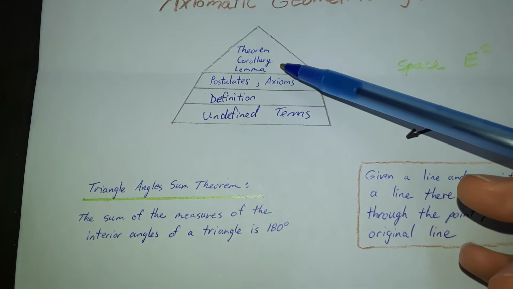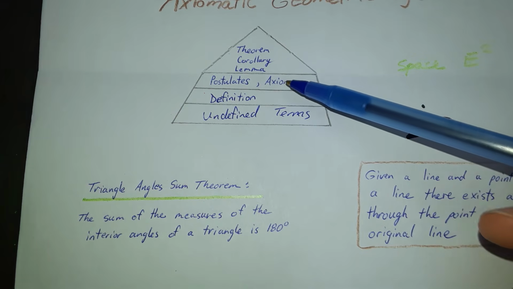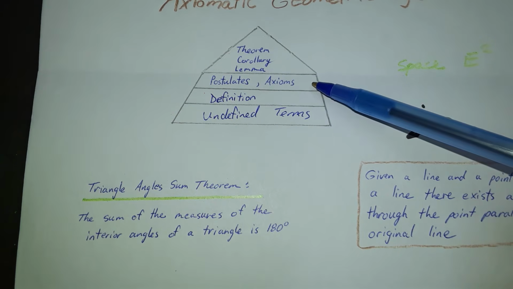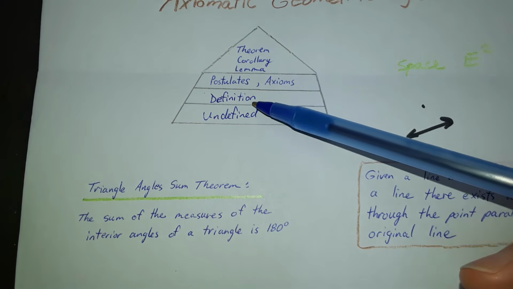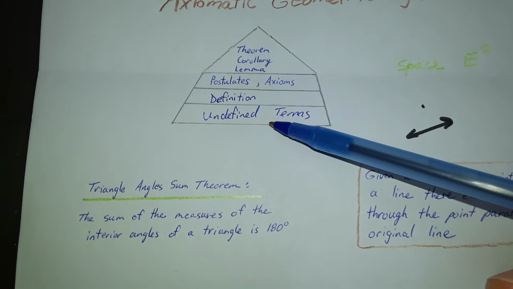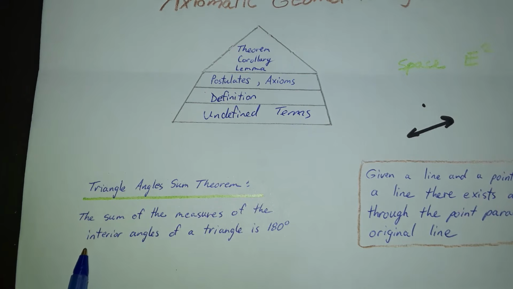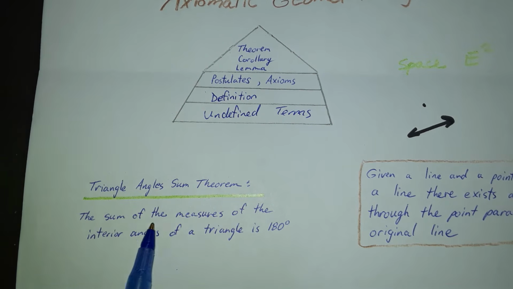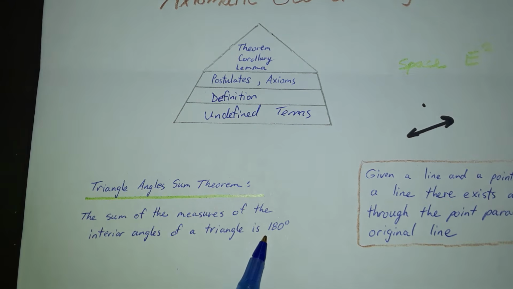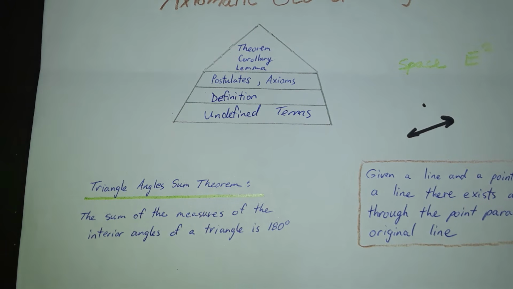And these are all statements that need to be proven, and you have to use as support your axioms, your postulates, your definitions, possibly some of these undefined terms. A great example of one is the triangle angle sum theorem. This is one that you've heard about and maybe never questioned or never saw proven, but it states that the measure of the angles inside of a triangle are going to equal 180 degrees.